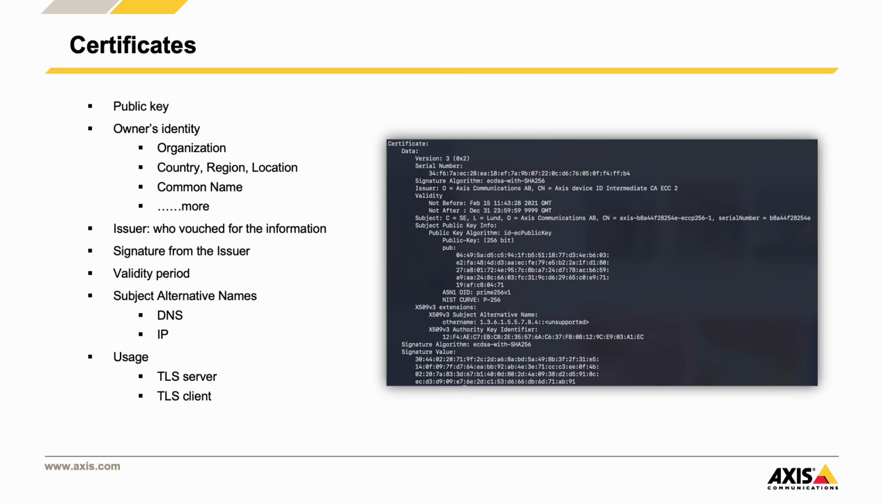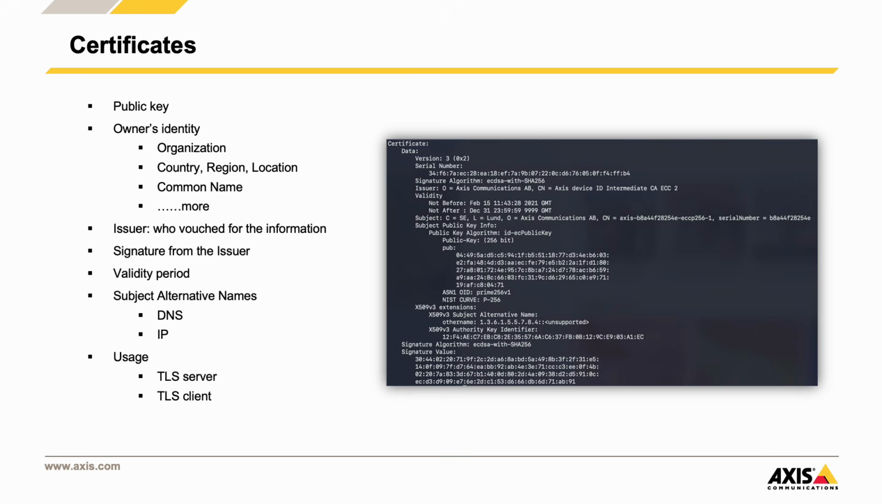Now, let's take a look at the structure of an X.509 certificate. It includes the public key, the key used for encrypting data and verifying signatures; the owner's identity, information about the entity that owns the certificate, such as organization, country, region, location, common name, and any additional information if needed; the issuer, the trusted authority that issues the certificate.